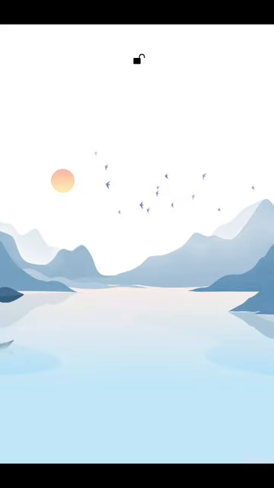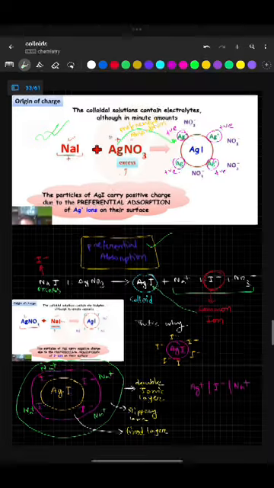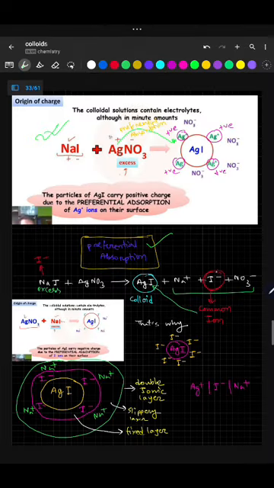You can see that the iodine is present here. It's also in the colloidal solution. That's why it creates a negative layer surrounding it. That's basically the core idea of preferential absorption. And the next thing is the electrical double layer, which is the main electrical property of a colloidal solution.